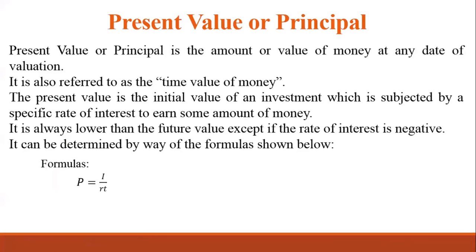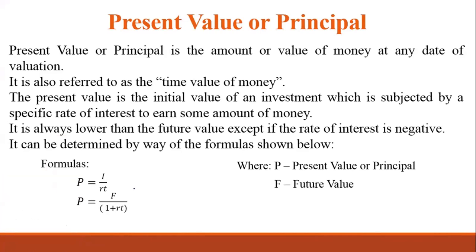Okay, so we'll use these formulas. P is equal to I over RT. We have the other formula, P is equal to F over the quantity of 1 plus RT. Where P is the present value or the principal, F is the future value, I is the amount of interest, and we have R, which is the rate.